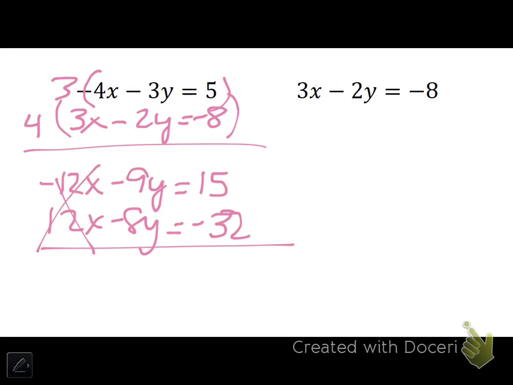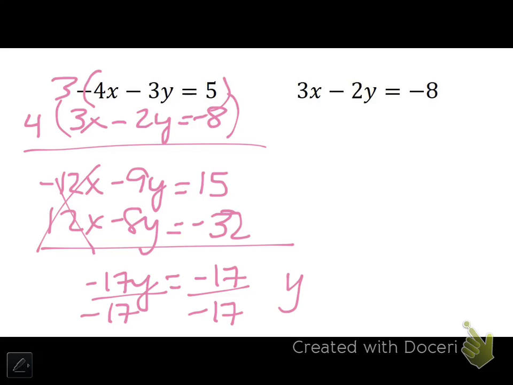So my x's will cancel. Negative 9y plus negative 8y is negative 17y. 15 plus negative 32 is negative 17. Divide both sides by negative 17. Y should equal 1. Plug it in.